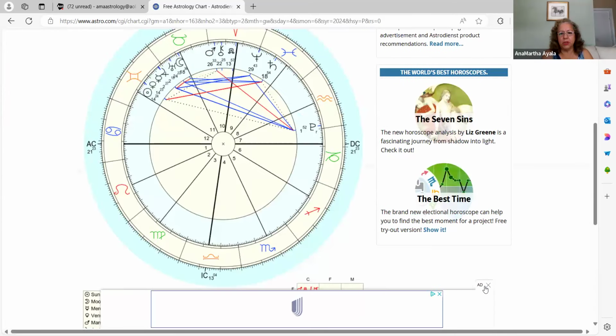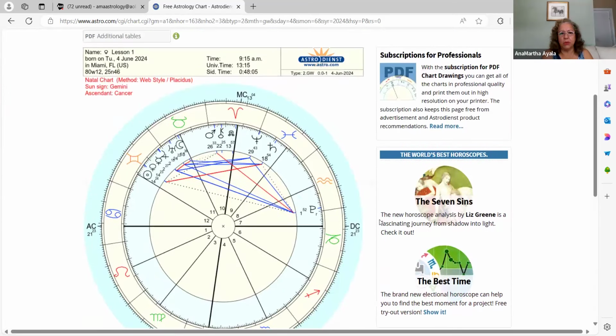Now, this is what you're going to get when you put your information. This will be your name, this will be your birth date, birth time, and the location. And then this is the longitude and latitude of that location. So this person would be a Gemini sun, and the ascendant or rising sign would be Cancer.